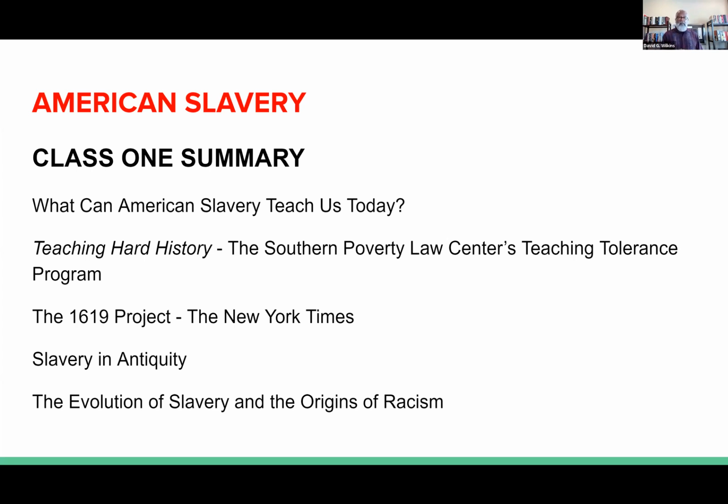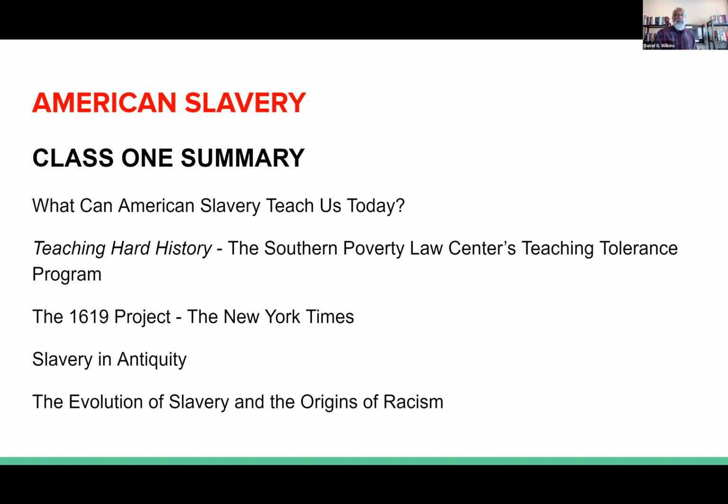The unique characteristic of American slavery, as we would come to know in class 2 and 3, is the hereditary nature of that slavery, the fact that the children of enslaved women would become enslaved, and that slavery would be perpetual. And then the racial character of American slavery really distinguishes it from the other forms of slavery in the ancient world.